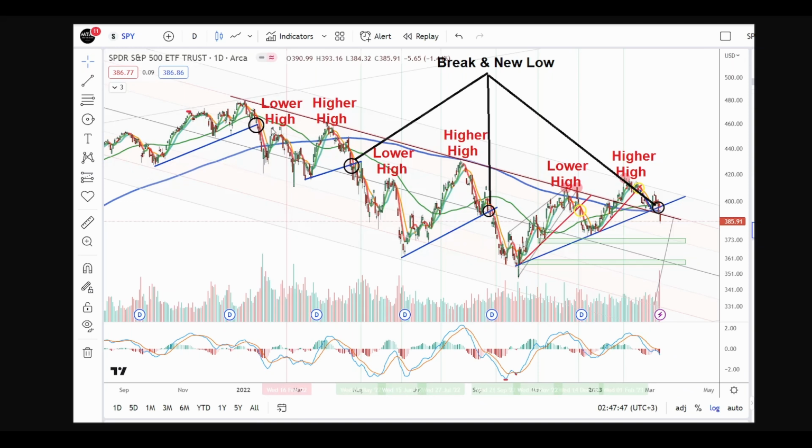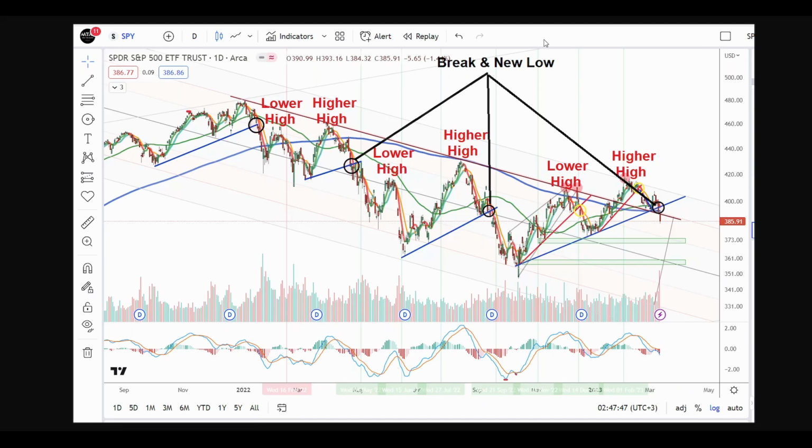Then it does this again, makes a lower high, a higher high, breaks its trend line support, makes a new low. Then does this again, lower high, higher high, trend line support, new low. This has been systematically happening over the past year and a quarter, since really before the market topped in January, since the NASDAQ topped in November. Systematically, lower high, higher high, trend line break, we make a new low.